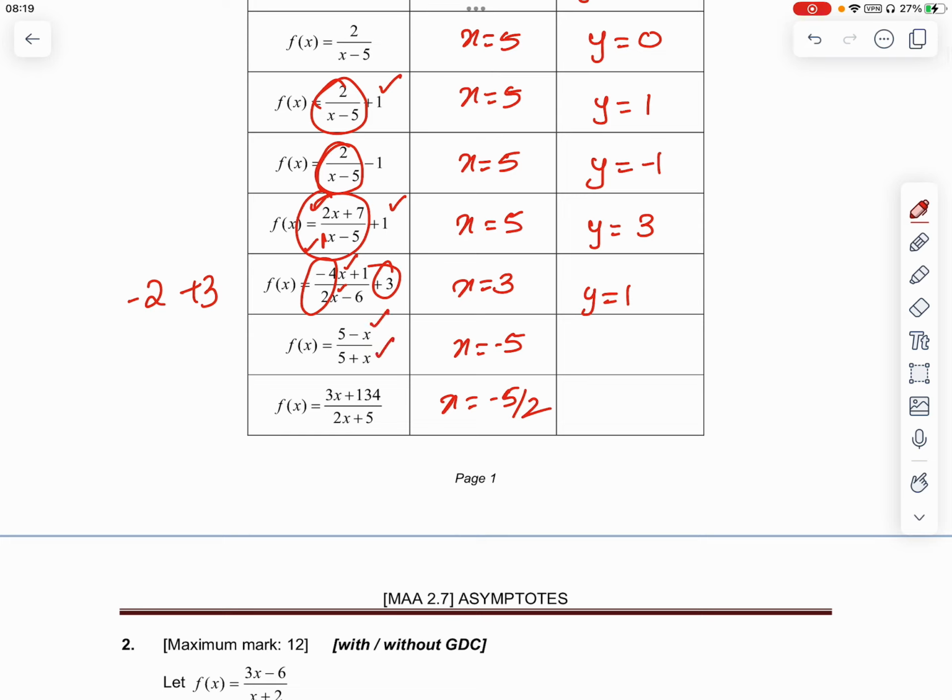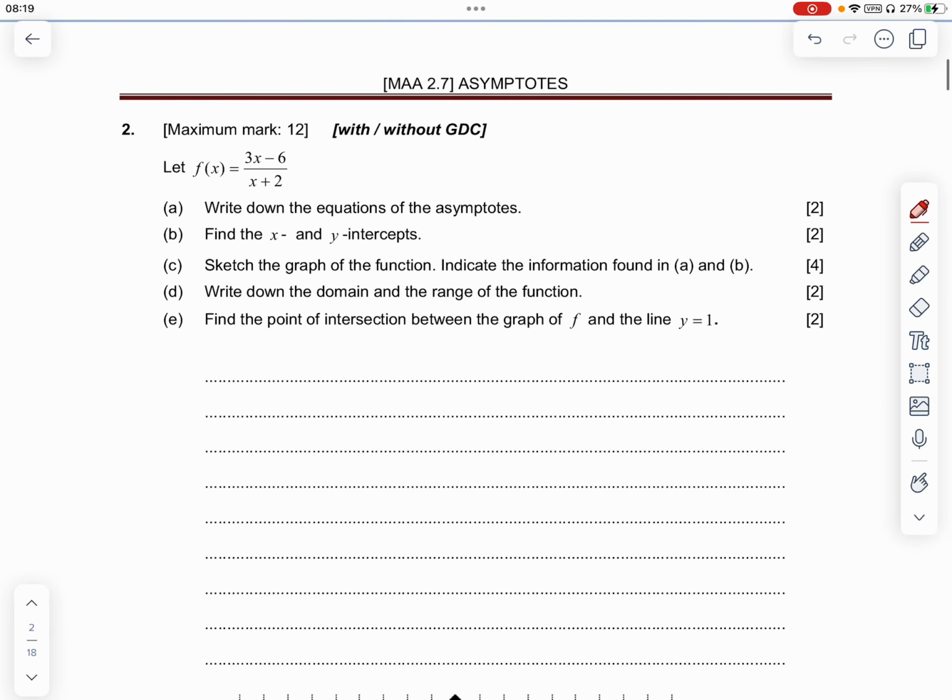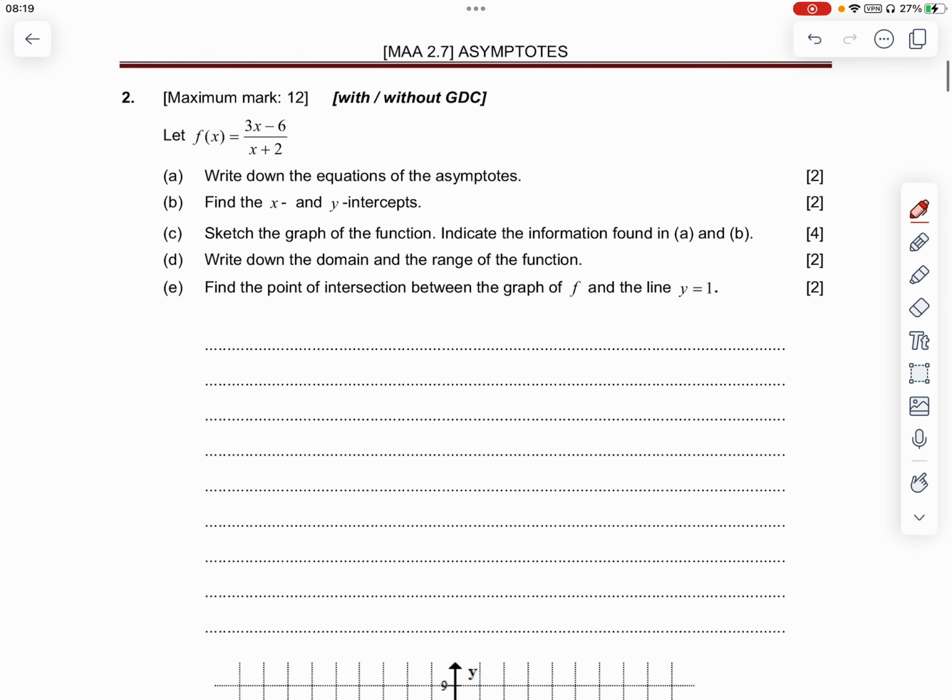The degree of the numerator is the same as the degree of the denominator, so minus 1 upon 1, minus 1. The degree of the numerator is the same as the degree of the denominator, so 3 upon 2. That's going to be the way for the horizontal asymptote. Coming to question number 2. Find the equations of the asymptotes.